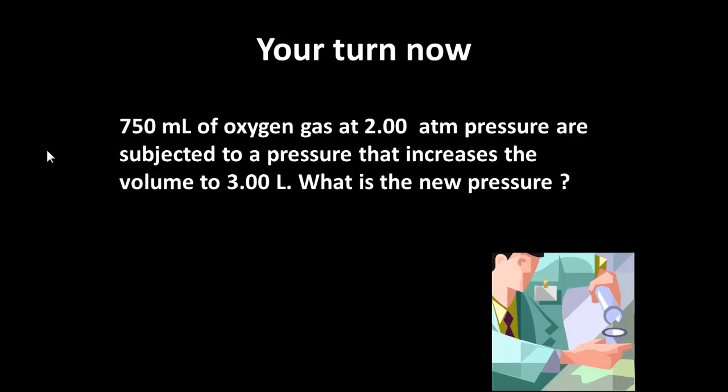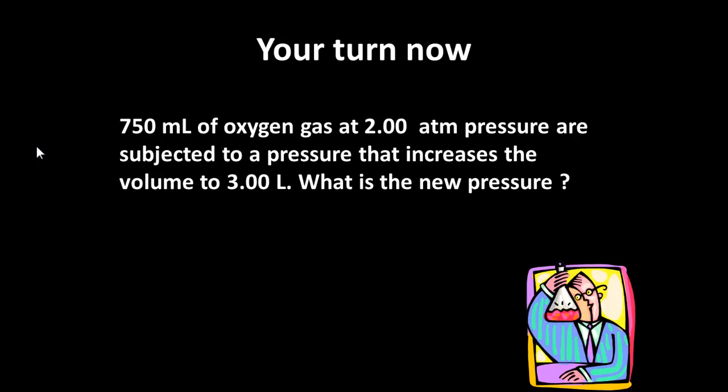Okay, your turn now. Let's see if you really followed this. 750 millilitres of oxygen gas at 2 atmospheric pressures are subjected to a pressure that increases the volume to 3 litres. What's the new pressure? Note that we've got two different units here for our volume, so we've got to just work on those first of all, haven't we?